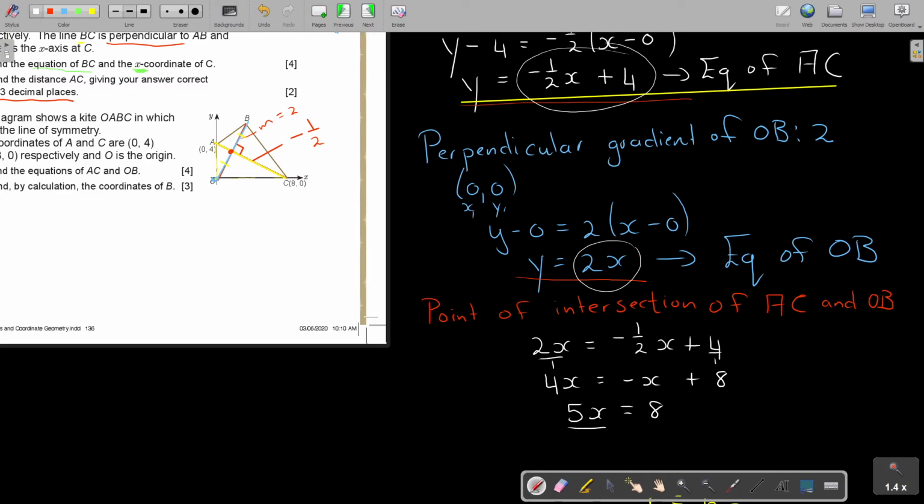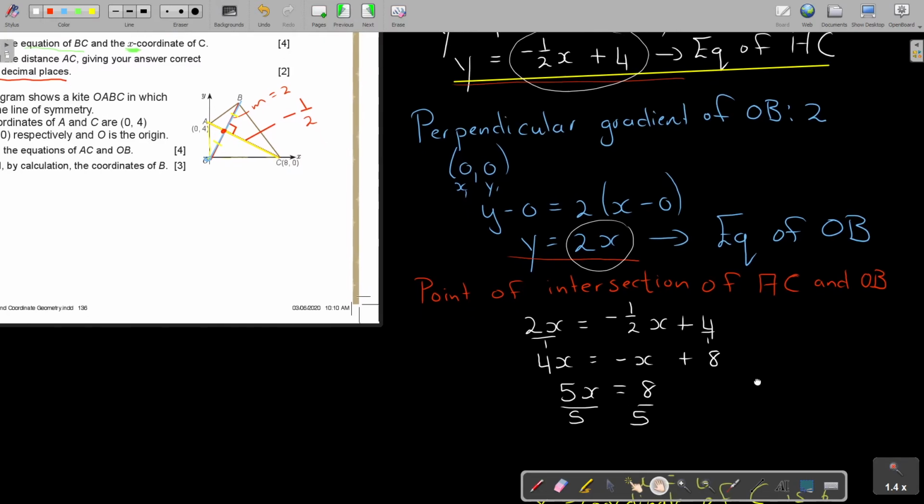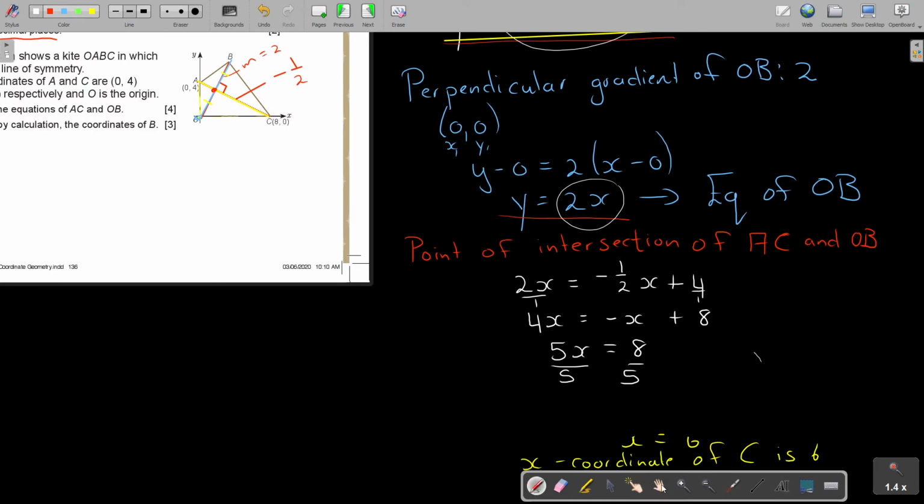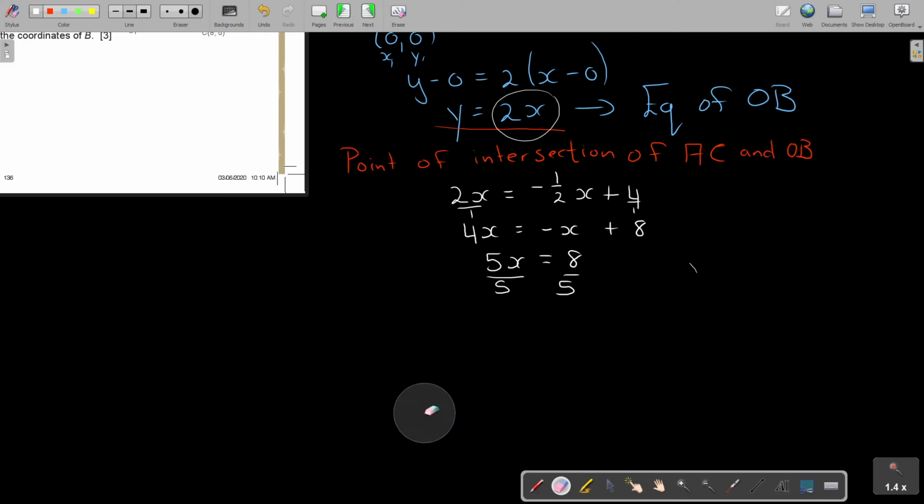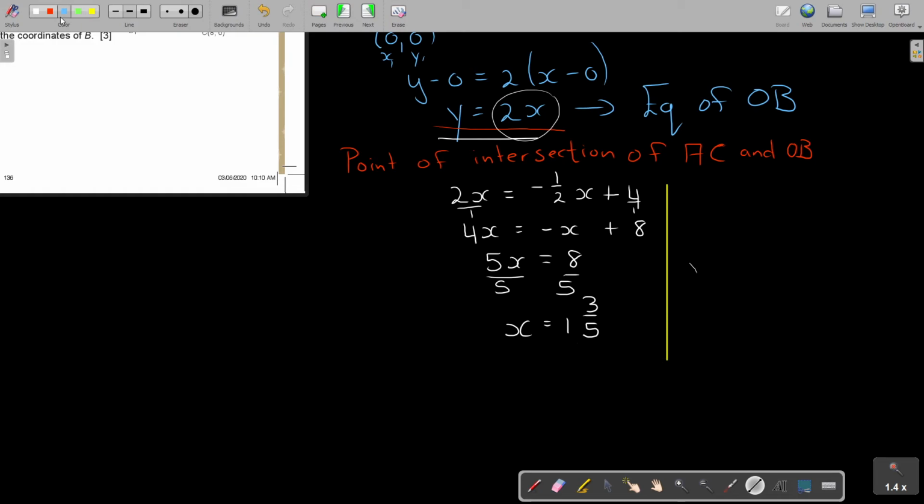I think what makes this one difficult is that we're working with fractions. It would have been so much easier if there were no fractions. So that value of x is 1 and 3 over 5. So how will I find the value of y? Just substitute. If I have that y equals 2x, then it's 2 multiplied by 8 over 5, and that's going to be 16 over 5. Let's simplify, that is 3 and 1 over 5.